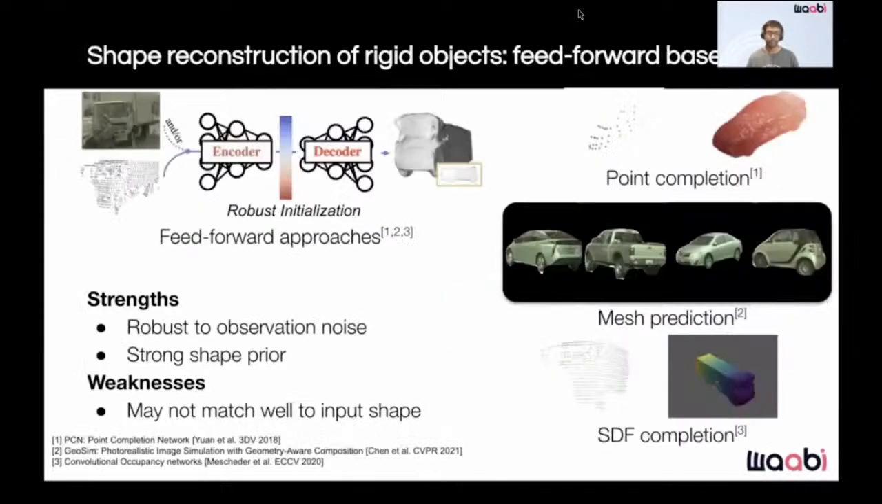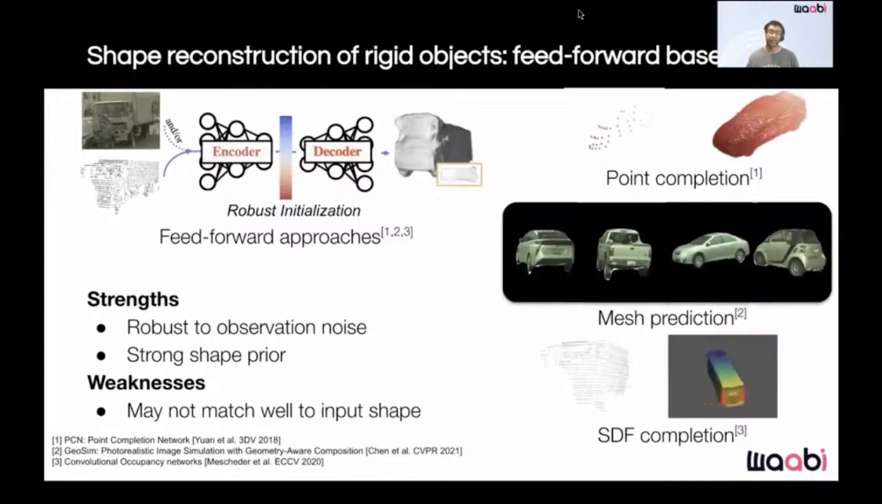Shape reconstruction methods using machine learning try to do just that. They try to complete the missing area of the object. One line of work is feed-forward based shape reconstruction methods. Feed-forward approaches directly learn to map the input sensor data to a latent shape representation, which is then decoded into an output mesh. There are feed-forward approaches for point cloud completion, mesh prediction, and SDF completion. Usually, SDFs and meshes are denser and have more topology information, making them more desirable. These approaches are usually robust to observations with noise and have a strong shape prior, but they don't always match well to the input observation points.